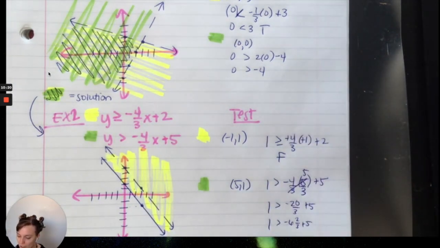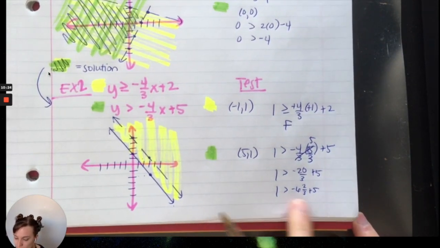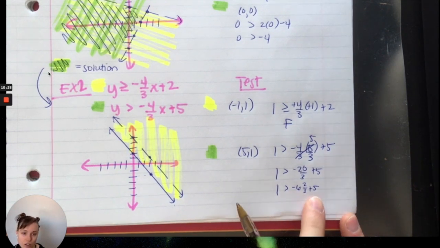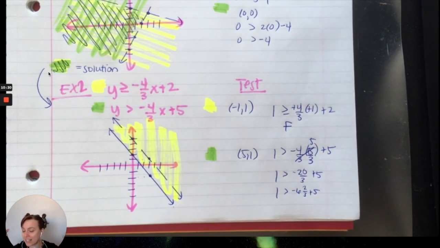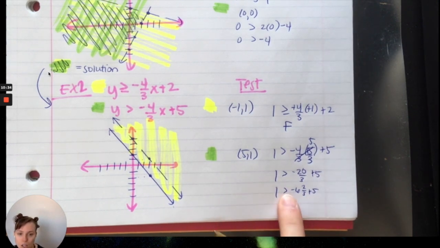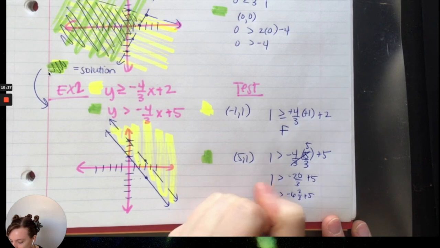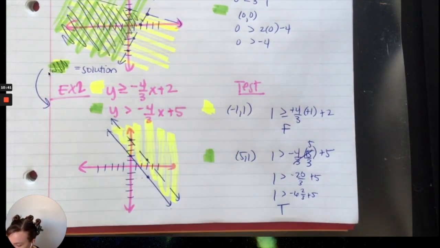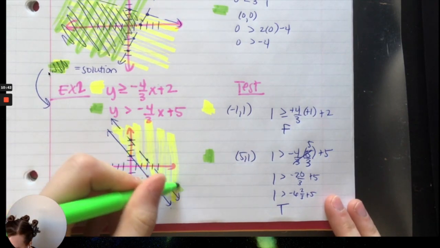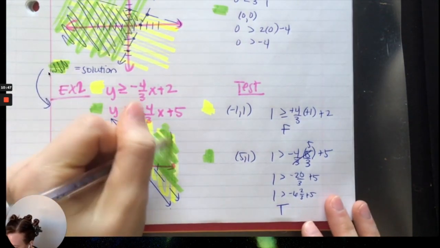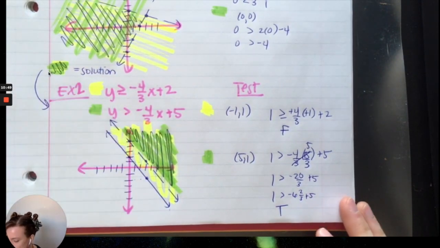Is 1 greater than whatever negative 6 2/3 plus 5 is? Yes, because this is still going to be a negative number because this negative 6 2/3 is larger than 5. Like the absolute value of it, the distance from 0 is greater than 5. So it's still going to be a negative number. So 1 will be greater than that. So it's actually true, which means that I'm going to shade all of it above it. Woo! And I'll just shade it with my pen.